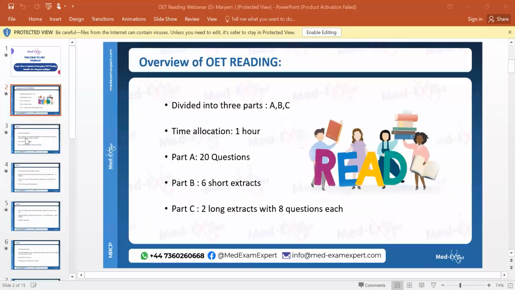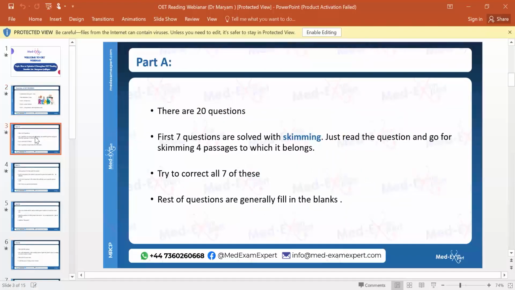And you will be given 3 options to select which one is correct. Part C consists of 2 long extracts with 8 questions each, and in part C you will be given 4 options: A, B, C, D. In part B you are given 3 options, and in part C, 4 options. So that's why it is the most challenging.